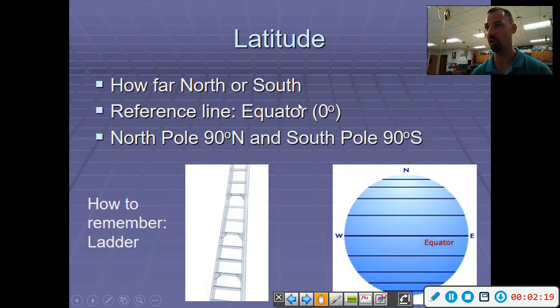And you guys should know the equator is a latitude line, and so are the North and South Pole points on the Earth. There's also the Tropic of Cancer and Tropic of Capricorn, which we'll discuss later in the year, 23.5 degrees north, 23.5 degrees south. Very important latitude lines.